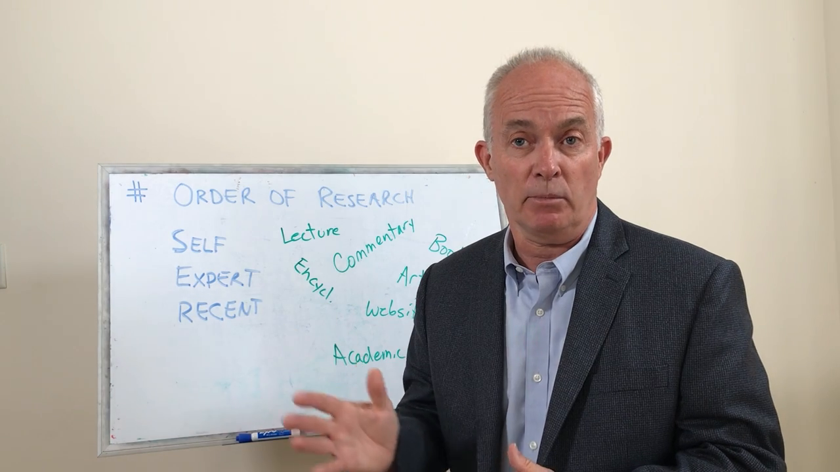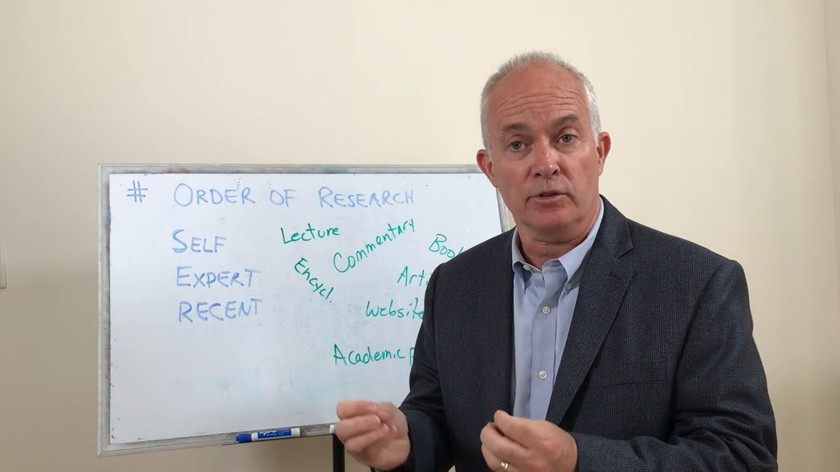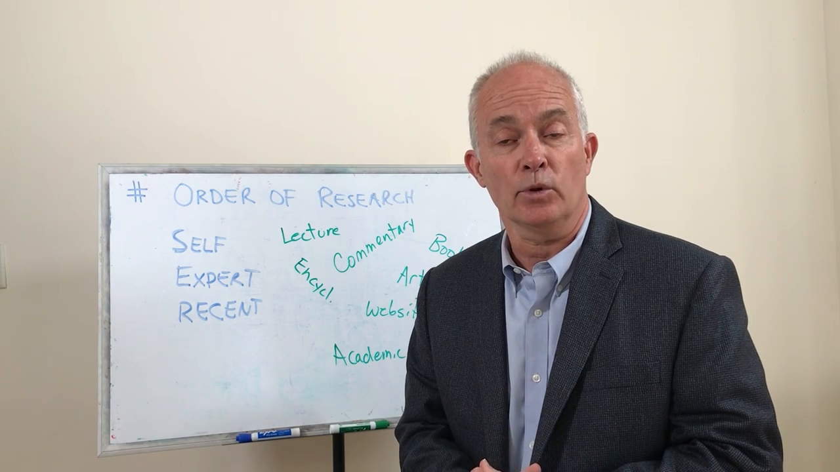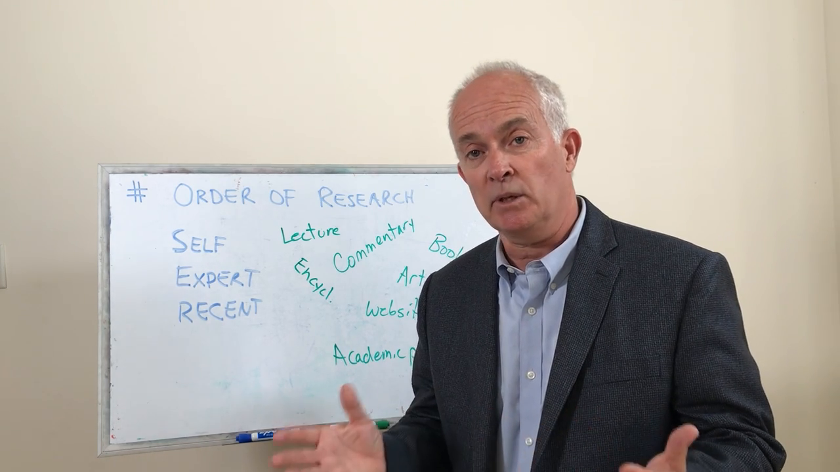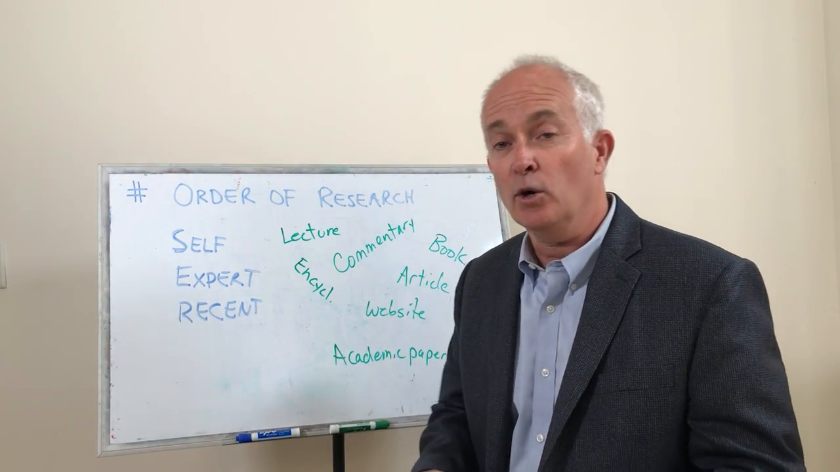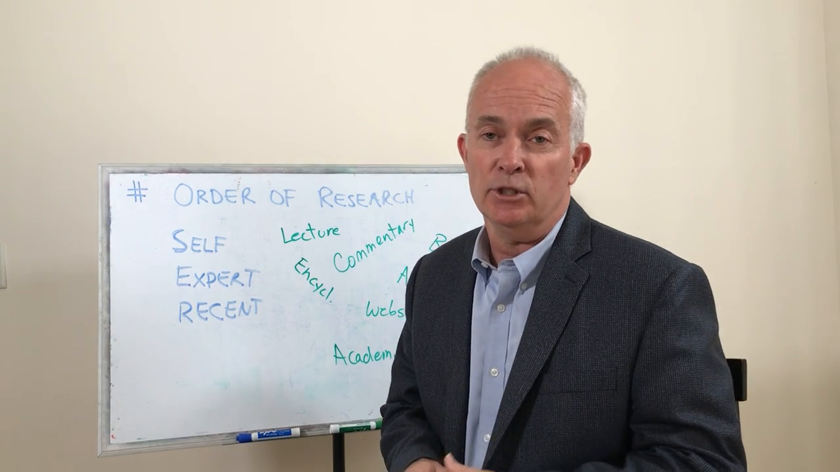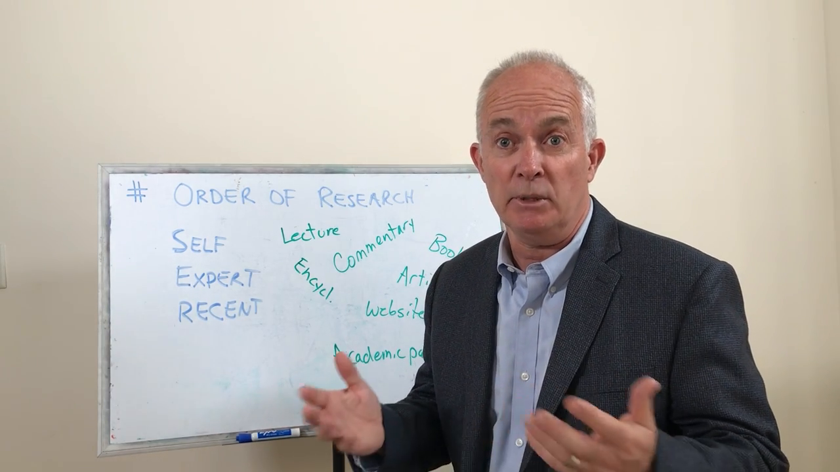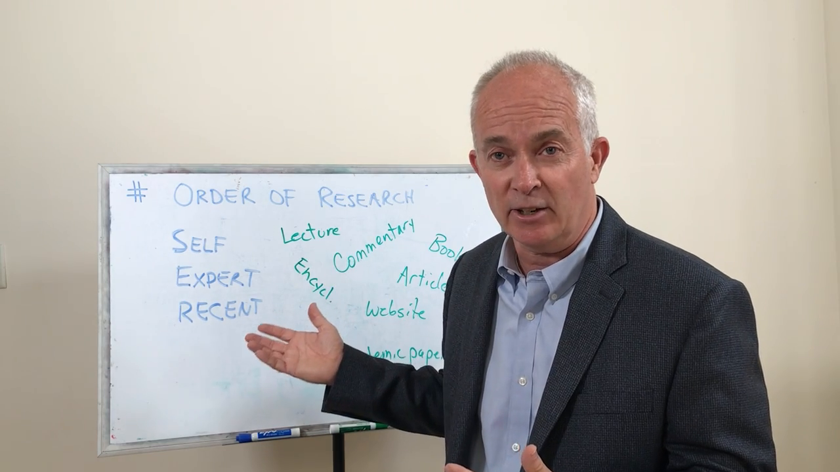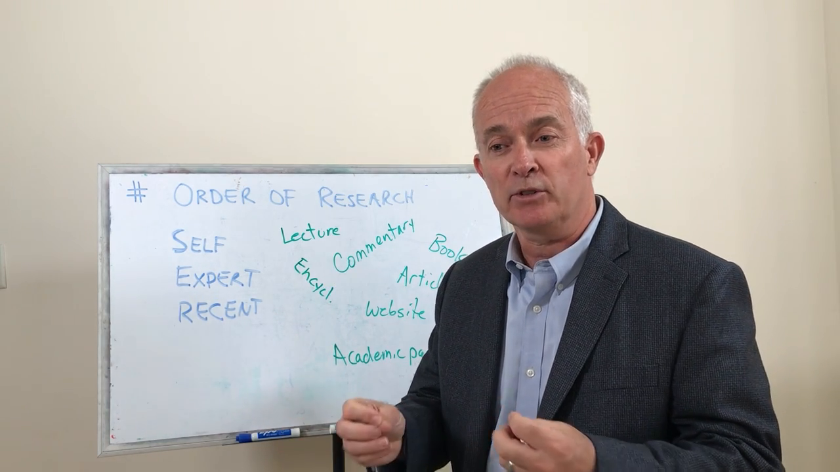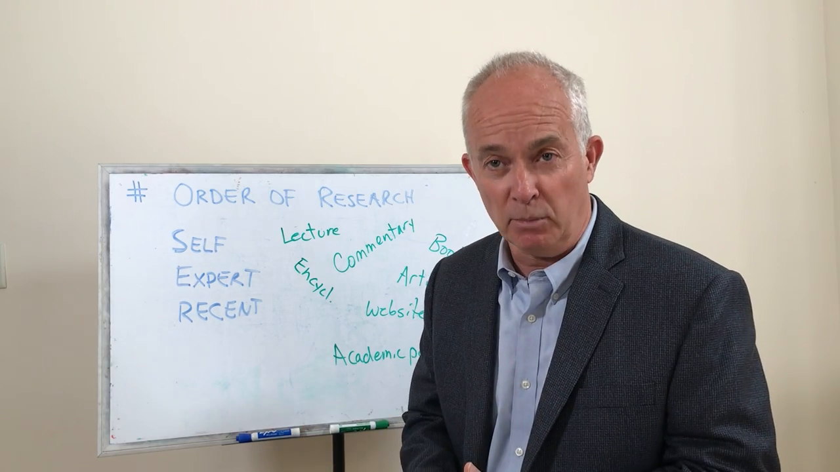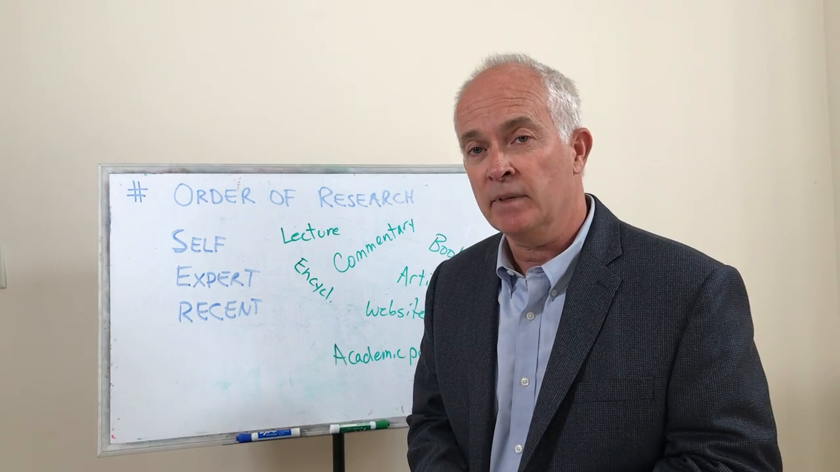So the three things I want to bring out have to do with starting with yourself, starting with an expert next, and then moving towards what's most recent. So let me explain that. When you have a lot of sources to choose from, hopefully academic, and if you're doing a university assignment, you're going to want it to be academic. So websites you might go to first, but it's not necessarily academic. Most professors want to see scholarly work, not just someone who posted a blog or something on the website.